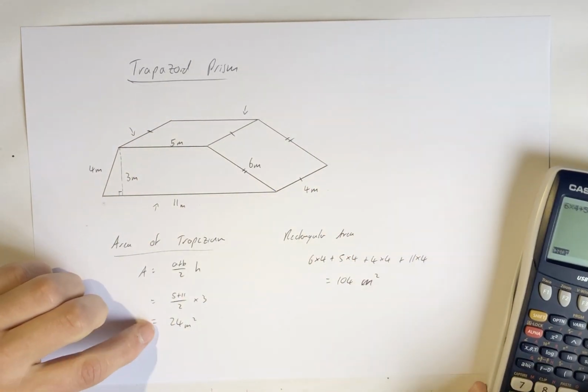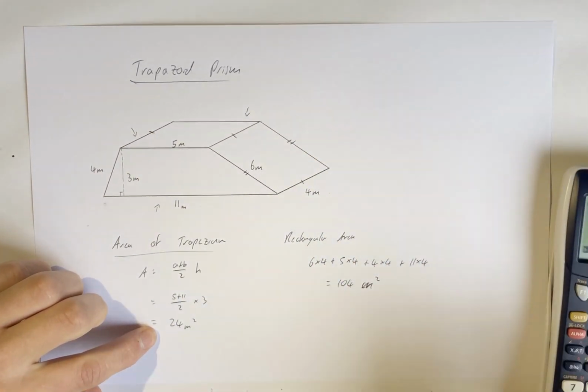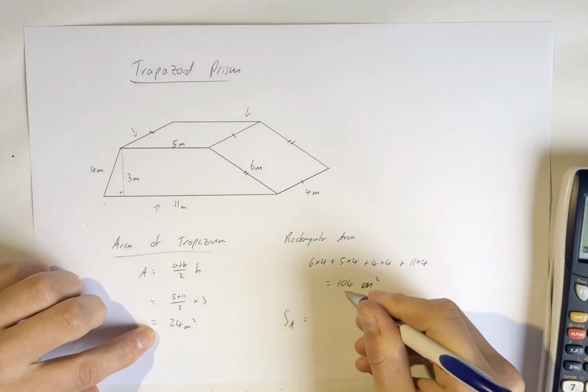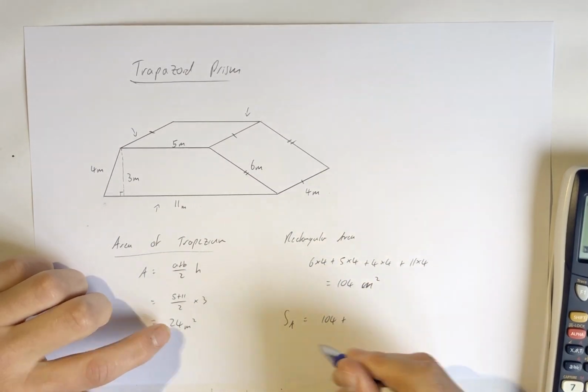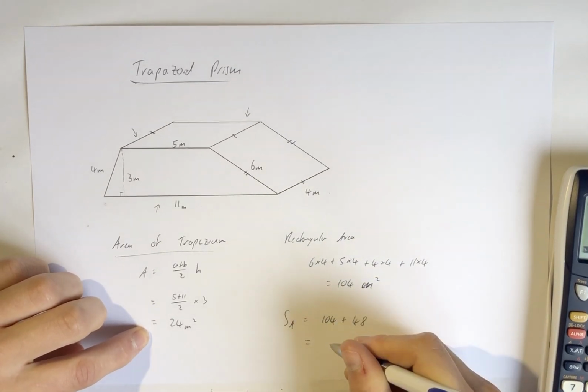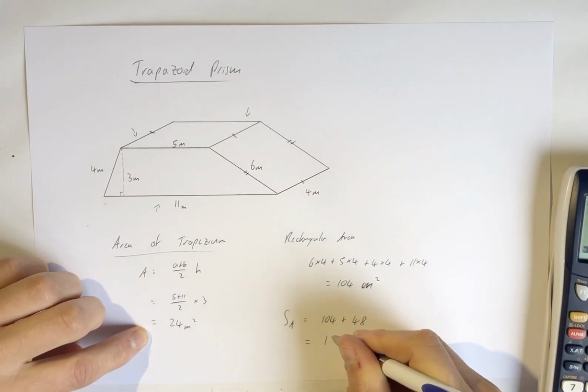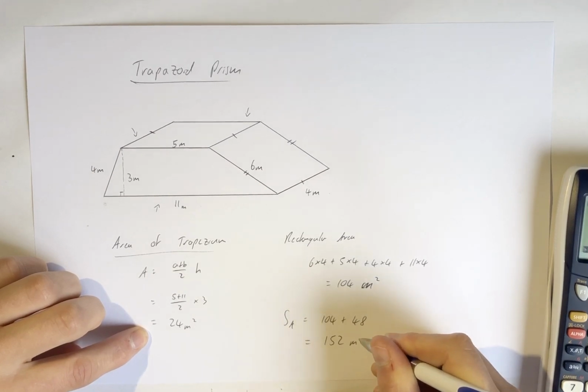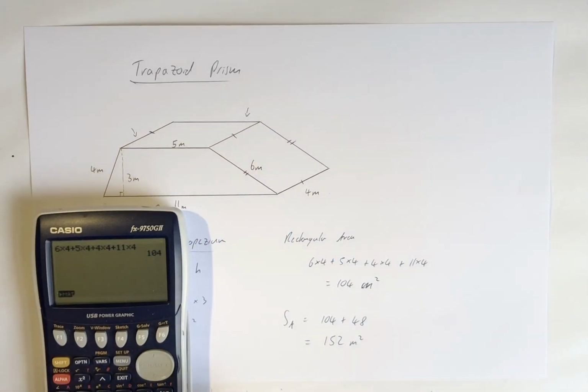Now we have 2 of these trapezium faces. So surface area is 104 plus 2 of these things, plus 48. Can I do this one in my head? I'm going to say it's 152 meters squared surface area. And I'm going to check it because this is permanent, isn't it, this video now.